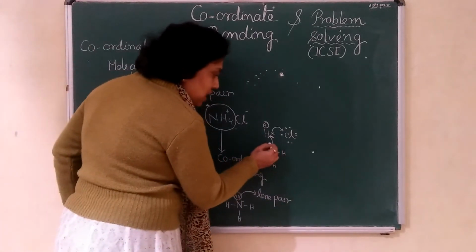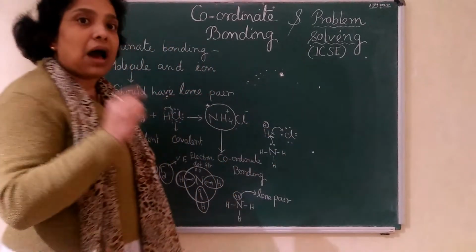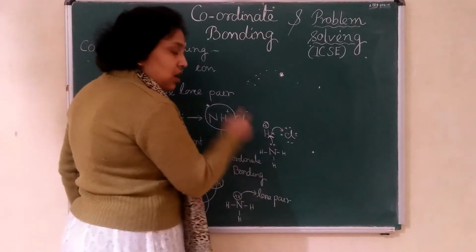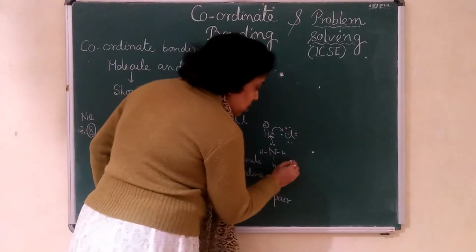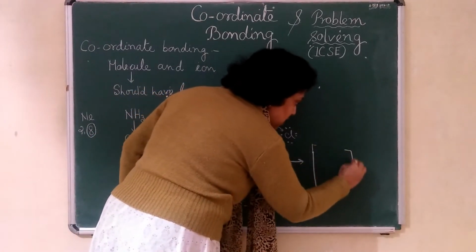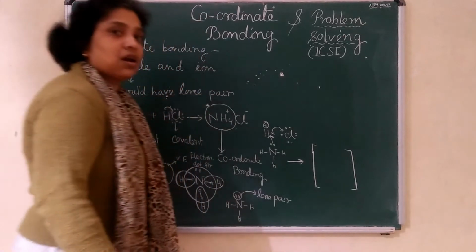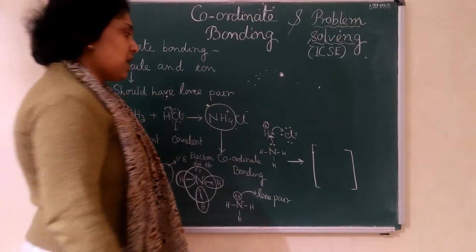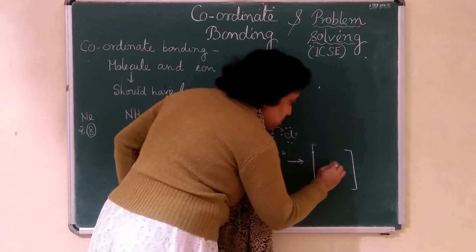When this lone pair is donated to the hydrogen ion, the bond that forms at that time is called a coordinate bond. And how do we represent it? This representation is very important. Most of the children make mistakes over here. So be careful.